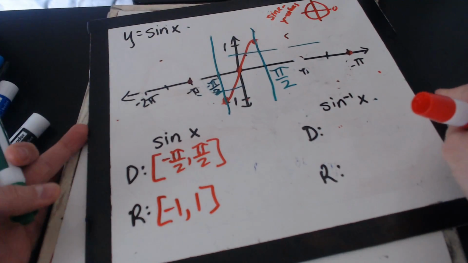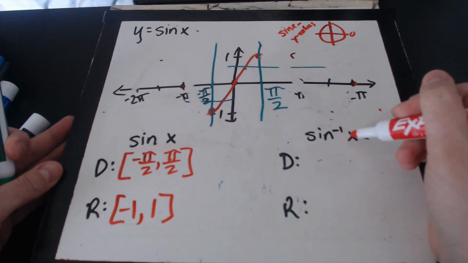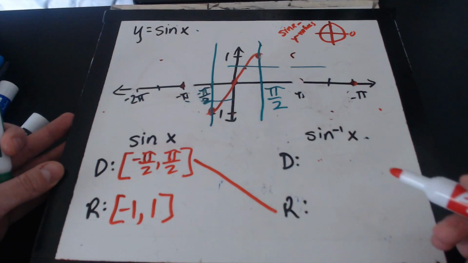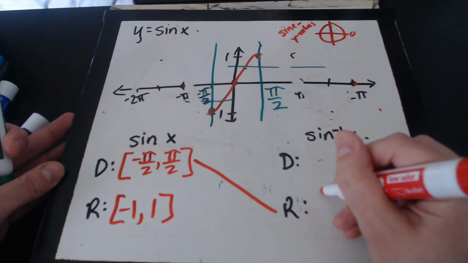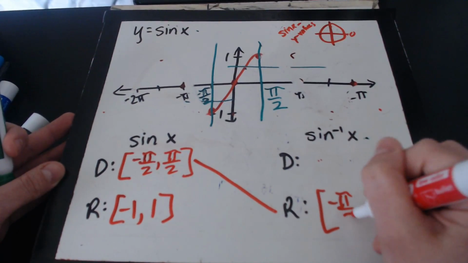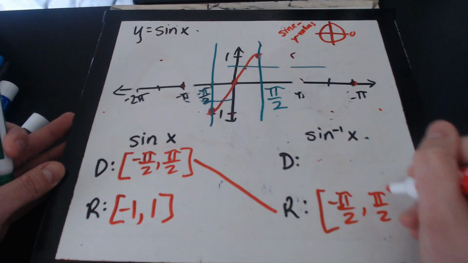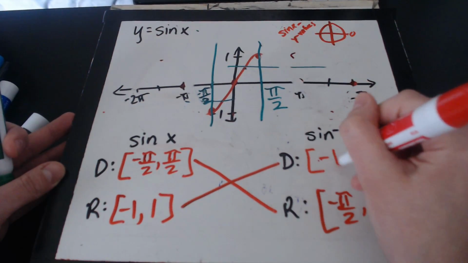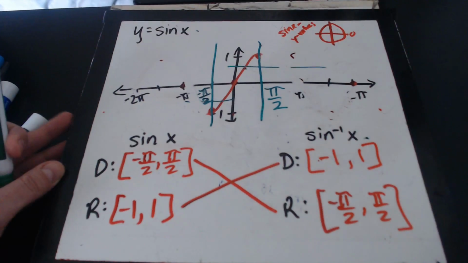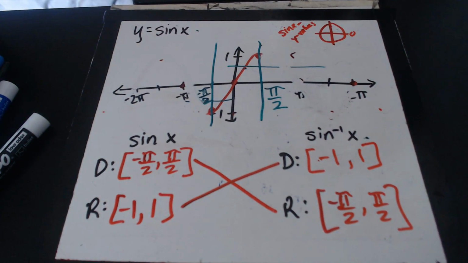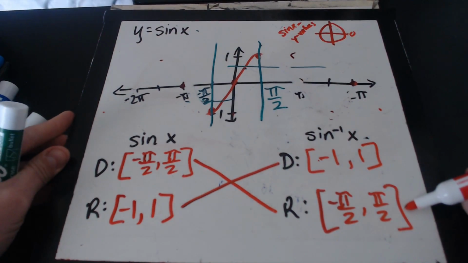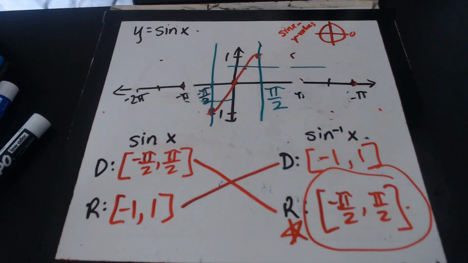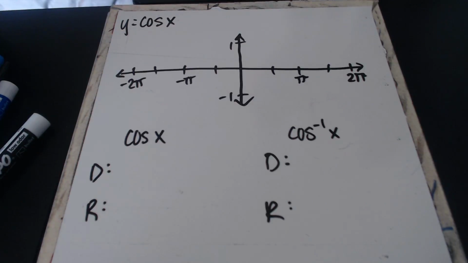All right, now we know that when we're talking about an inverse function, x and y switch. So the domain of sine of x is now going to become the range of sine inverse of x. And the range of sine of x is going to become the domain of sine inverse. So when we're talking about inverse sine, our y values can only be between negative pi over 2 and pi over 2. This is very important.